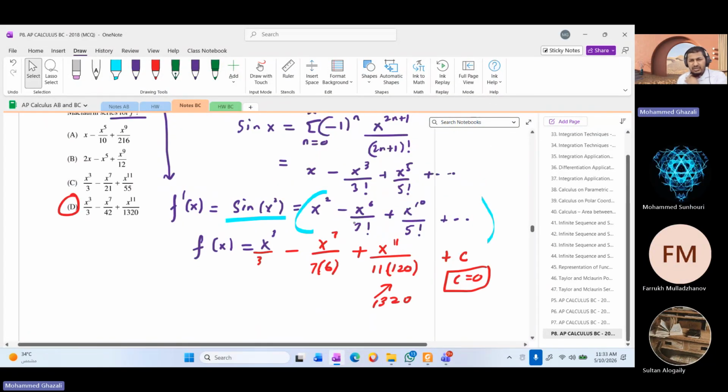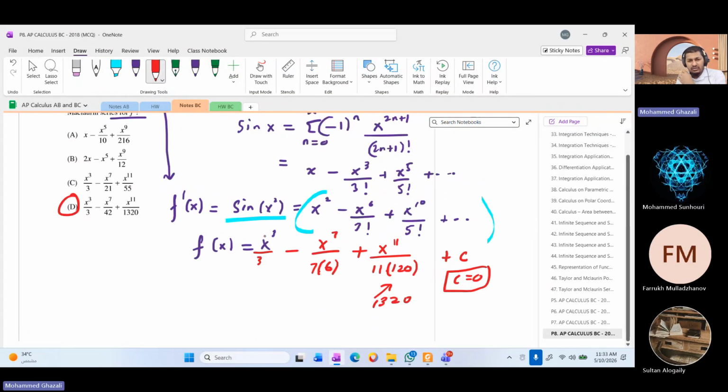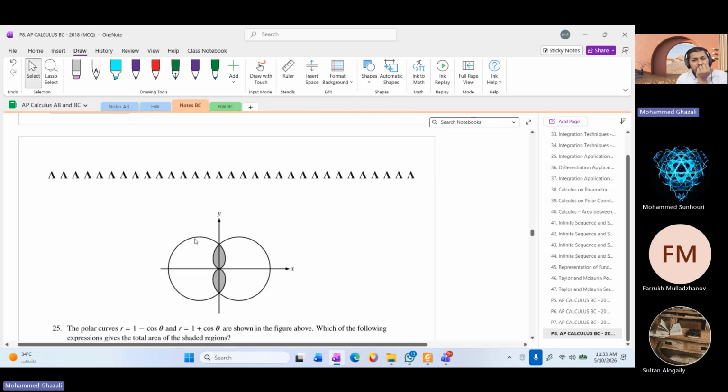And by the way, finding just P3 here, you're just finding the polynomial up to the third term. Right, let's move on.